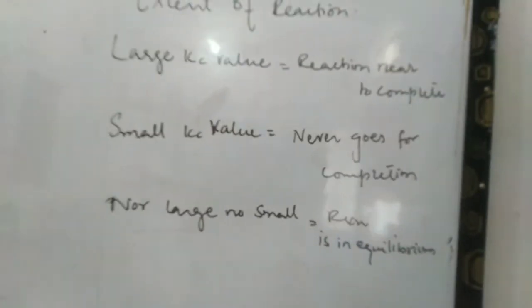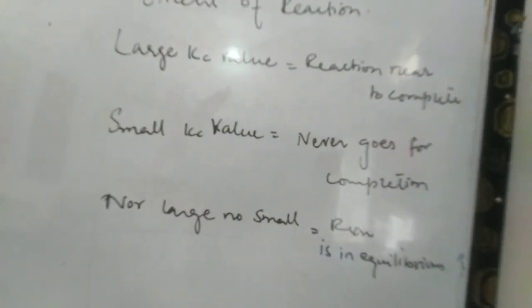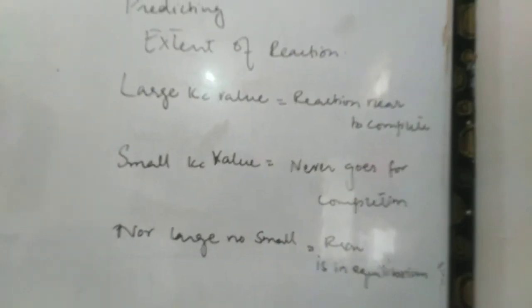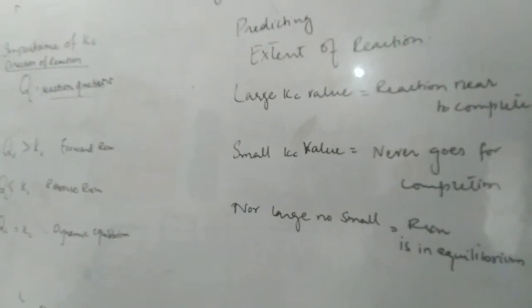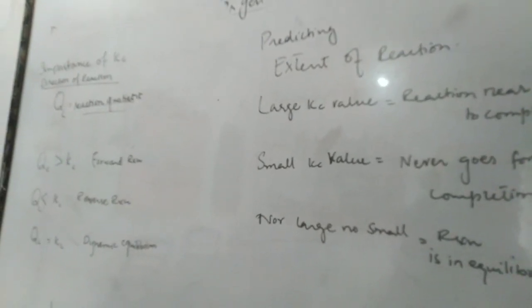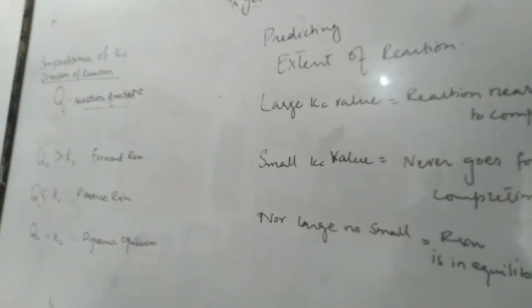Or if the value of Kc is not very large and not very small, it means your reaction is near to the dynamic equilibrium. This is the importance of the Kc. With this topic, our chapter is going to complete right now. So chapter number 9 of the 10th class is completed with these topics, and I hope you have understood every topic easily.